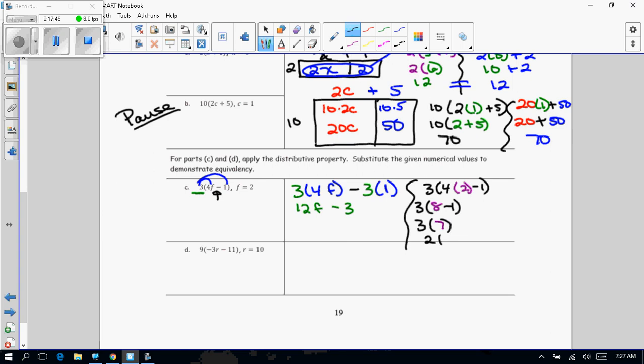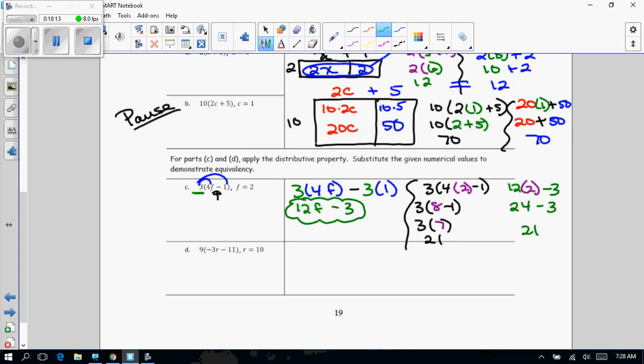All right, let's try it with my new and improved one, this one that I have here in green. I'm going to put a puffy cloud around it. I'm going to do that one now. So 12 times 2 minus 3. Well, 12 times 2, I know that that is 24. Minus 3, 24 minus 3 is 21.